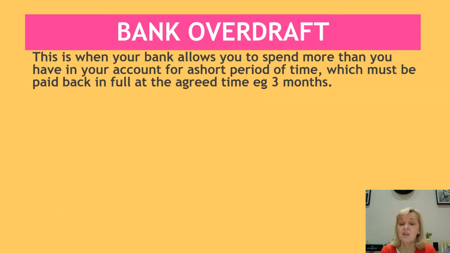Now, a bank overdraft is basically when the bank allows you to spend money that you don't have in your account. When you organise an overdraft, you would agree a certain time with the bank, for example, 3 months, and after that 3 months period is over, you've got to pay it back in full.